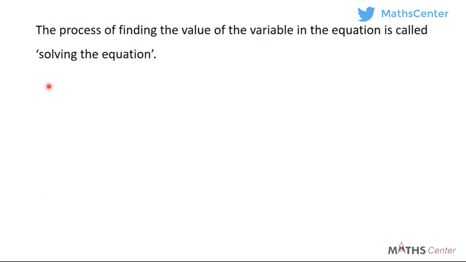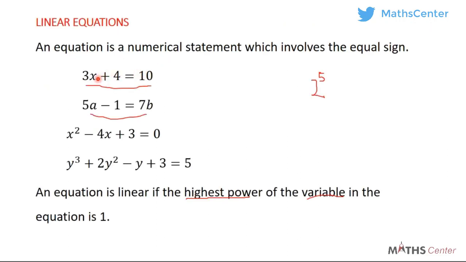The point says that the process of finding the value of the variable in the equation is called solving the equation. Now when you come here, the variable in this equation here is x. The process of finding x in this equation here is referred to as solving the equation. So when a question tells you to solve an equation, what it means is that find the value of the variable in the equation. In the same way, when we come here, the variables in this equation here are a and b. So the process of finding a and b is called solving the equation. I hope that is clear.